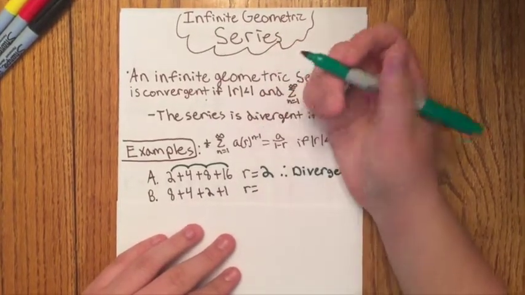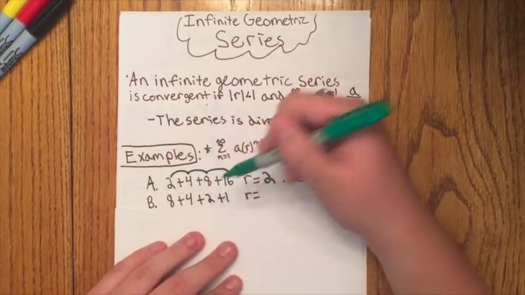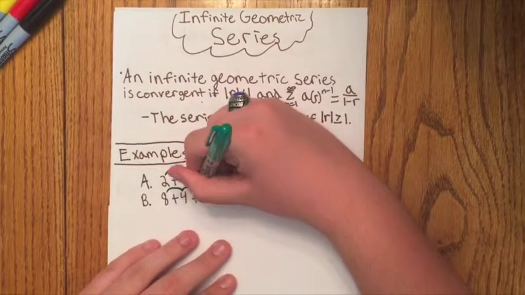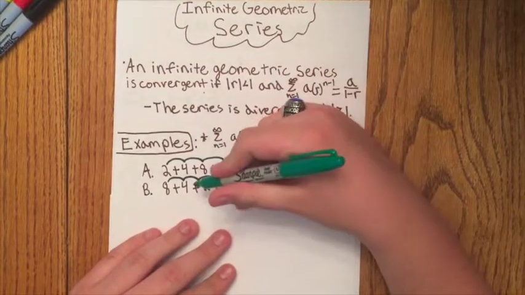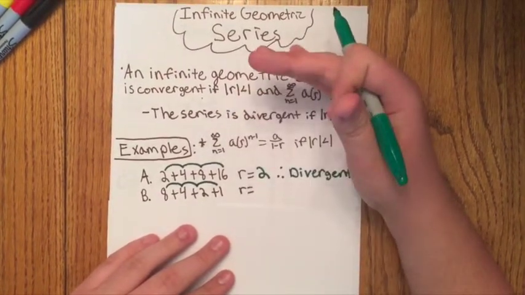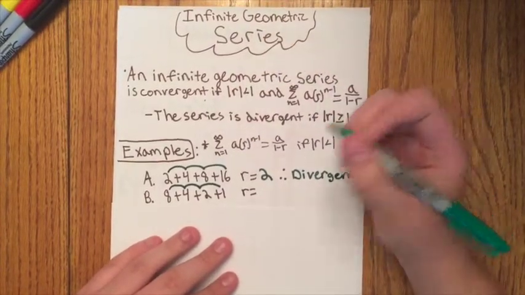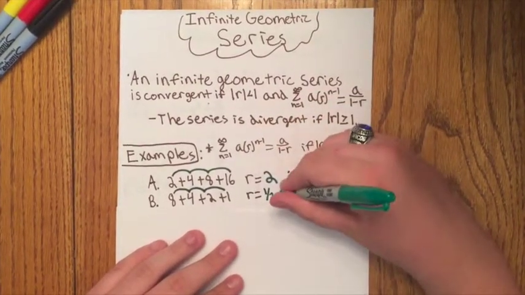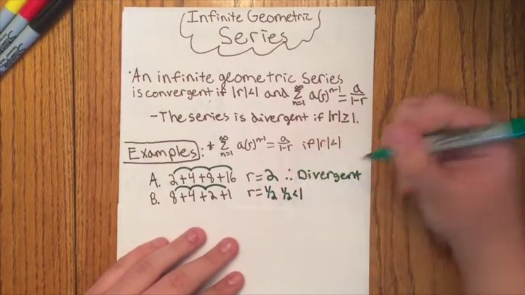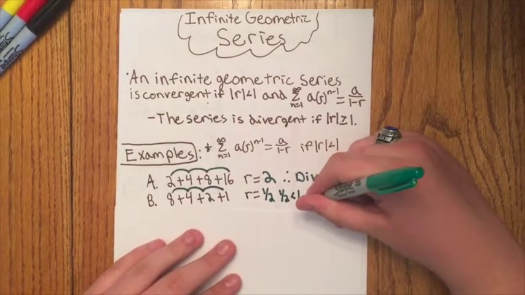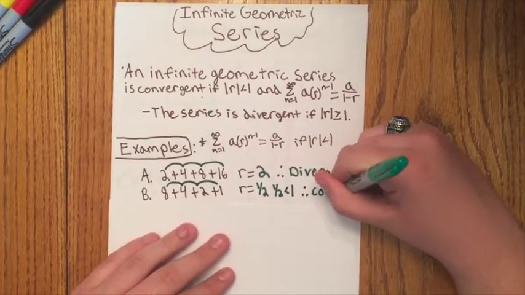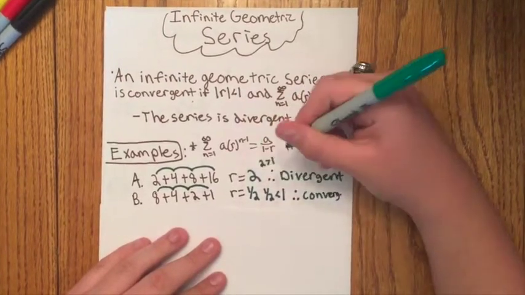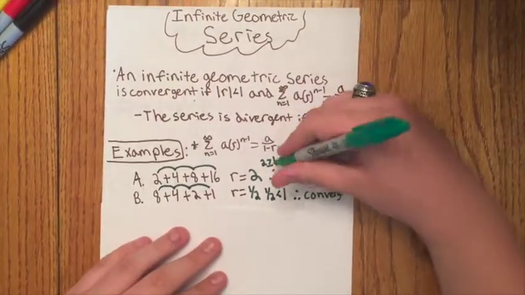On our next example, we have the series 8 plus 4 plus 2 plus 1. Here we see each number is getting consecutively smaller, and each consecutive number is multiplied by a constant, which happens to be 1/2 in this case. Since 1/2 is less than 1, this series is therefore convergent. Which, going back to part A, since 2 is greater than or equal to 1, we can say that that is divergent.